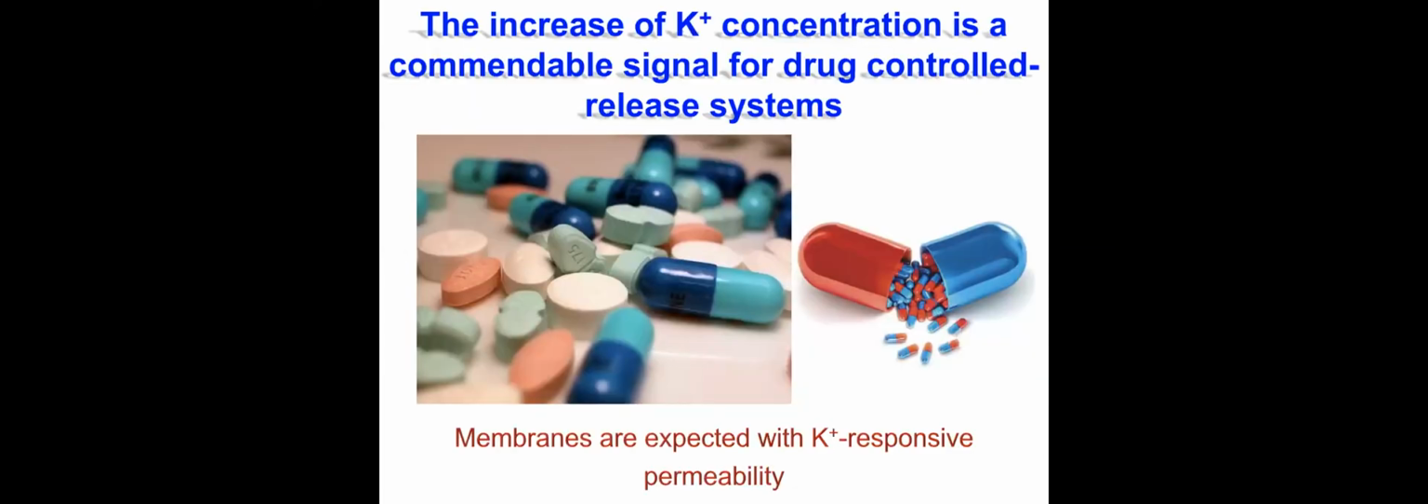As we know, potassium ion is the most abundant intracellular metal ion and plays an important role in the biological systems for balancing the extracellular fluid with sodium ions. The intracellular potassium concentration is about 30 times higher than that outside the cell. However, a disorder of potassium concentration between the intracellular and extracellular fluid is always associated with certain diseases and causes an abnormal increase of the extracellular potassium concentration. So the increase of potassium concentration is a promising signal for drug controlled release. So membranes are expected with potassium responsive permeability.